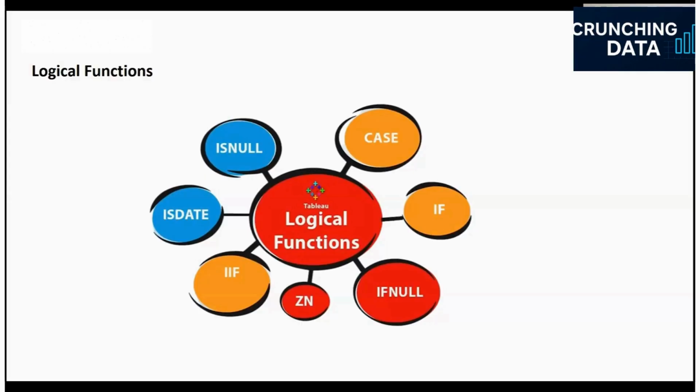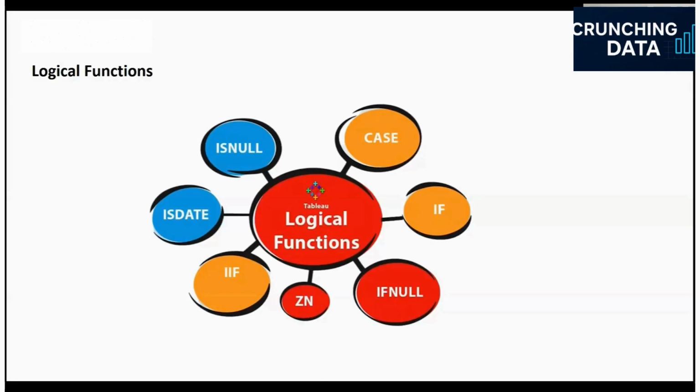The next one is the if null function. If null is used to replace null values in a field with a specified value. If a field contains some null values, they are replaced with a provided value, otherwise the original value is retained. The next one is the Zn function. Zn function is also known as zero if null. Zn is used to convert null values to zero in a numeric expression. It is particularly useful when you are dealing with calculations which involve numeric fields with potential null values.